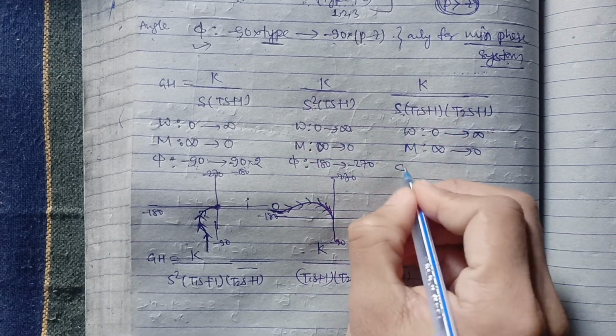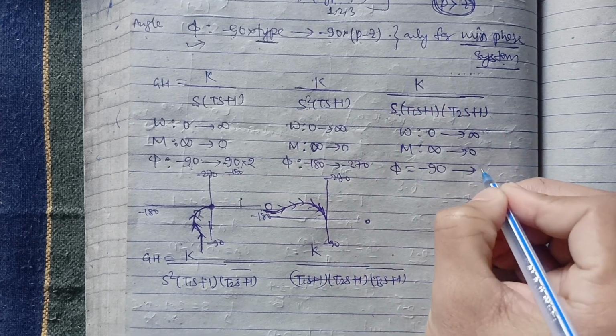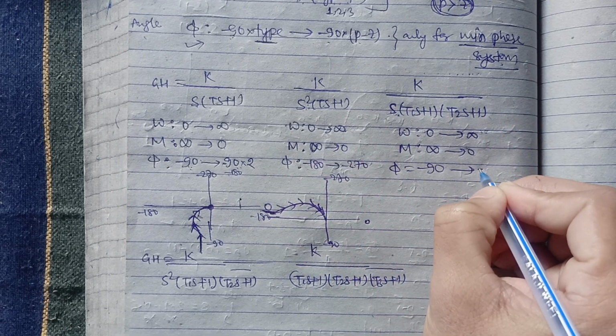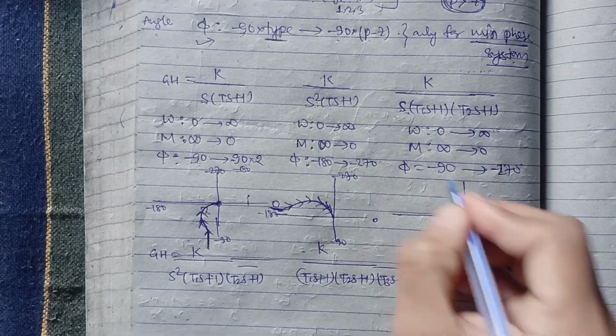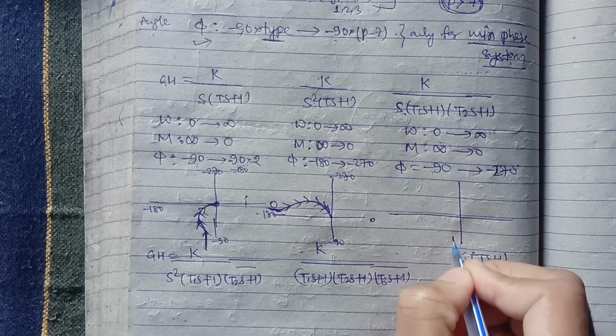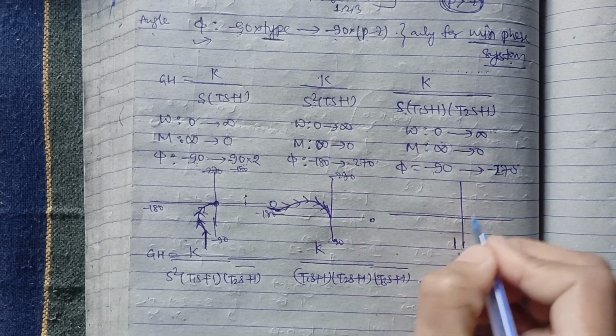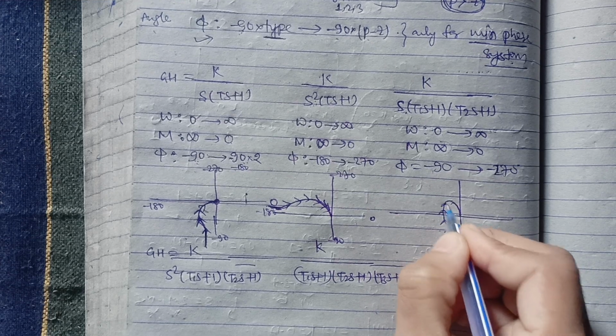When omega equals infinity, the magnitude will be 0. And the angle is minus 90 into type 2, minus 90 into p minus z, so minus 90 into 3, which is minus 270 degrees. So minus 90 is here, and the magnitude is infinity, so from minus 90 to minus 270, it goes like this. Okay.